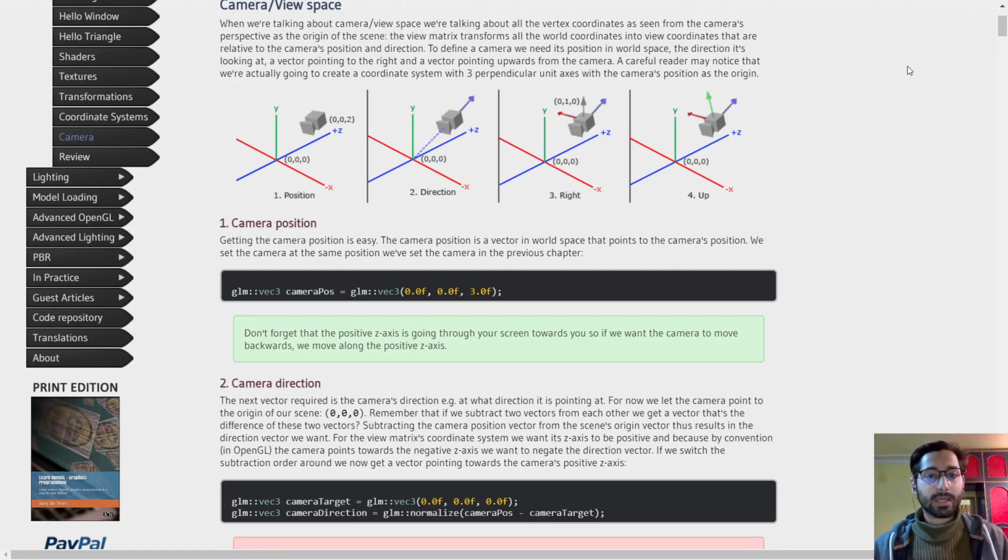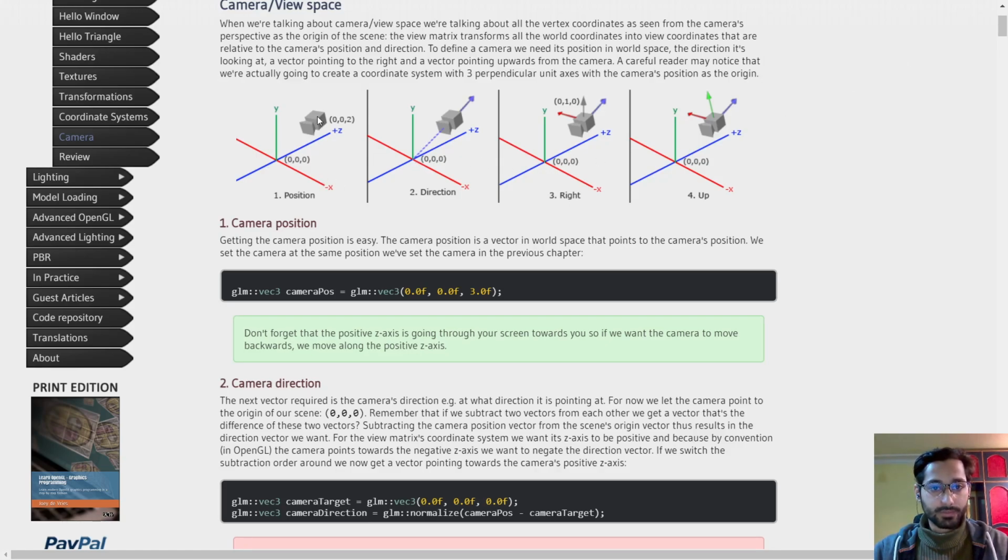Camera or the view space. When we're talking about the camera or the view space, we're talking about all the vertex coordinates as seen from the camera's perspective as the origin of the scene. The view matrix transforms all the world coordinates into view coordinates that are relative to the camera's position and direction. To define a camera, we need its position in world space, the direction it's looking at, a vector pointing to the right, and a vector pointing upwards from the camera. A careful reader may notice that we're actually going to create a coordinate system with 3 perpendicular unit axes with the camera's position as the origin.